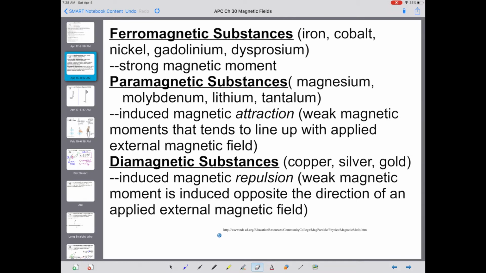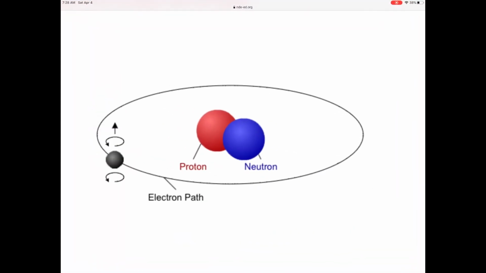We talked briefly about what causes magnetic fields at the beginning of chapter 29. And basically what we said were moving charges. So if we consider a simple atom here, proton, neutron, electron orbiting around, you've got that electron moving, and in this case you have the electron spinning, and both of those motions can cause a magnetic field.